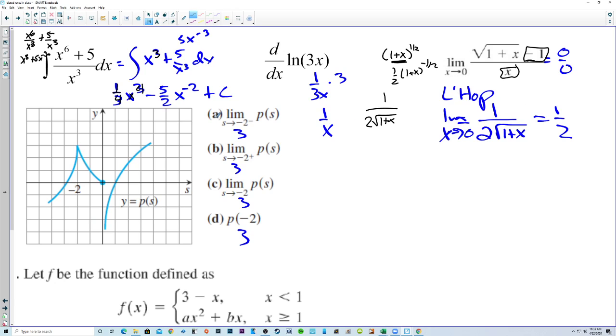How about some way back to August? Limit as s approaches negative 2 from the left. Negative 2 from the left. Well, that's going to be up here at 3. Limit as s approaches negative 2 from the right. Yeah, 3 up there. Limit as s approaches negative 2, 3. Now, you're probably looking at that going, well, there's a cusp there, but that means it's not differentiable. It has value, but it doesn't have a derivative. And then p of negative 2. Well, p of negative 2 is 3.